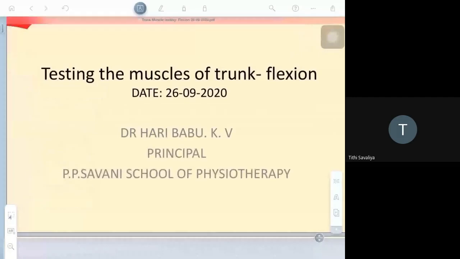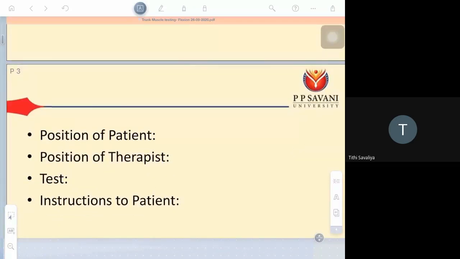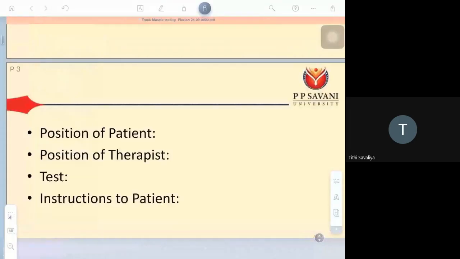Yesterday we discussed trunk extension, and today we will discuss MMT of flexion. These two slides we have seen yesterday itself. This will create towards a good normal grade, and we will be discussing these 3-4 points in each and every grade.